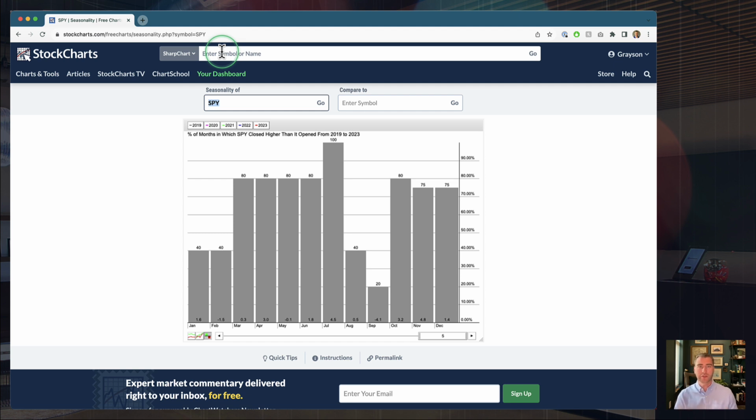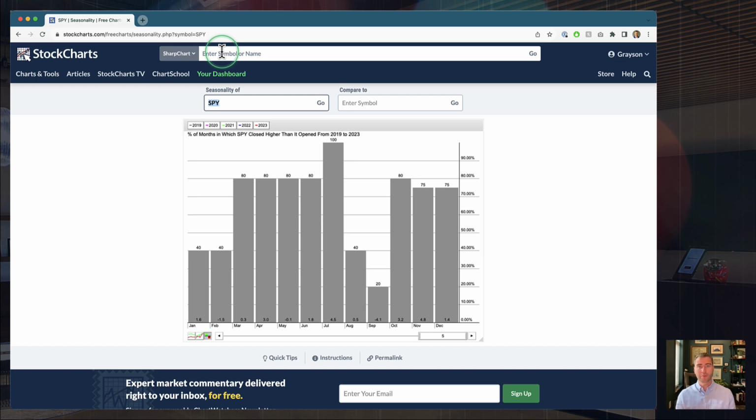Now, seasonality charts, as we mentioned, allow you to see monthly price performance trends over a specific period of time. So this allows you to say, hey, what does SPY typically do in September? Does it typically go up? Does it typically go down? What are the percentage moves on average over the last couple of years? And what's the percentage of time that this security goes up or down? You can answer all of that with these charts.